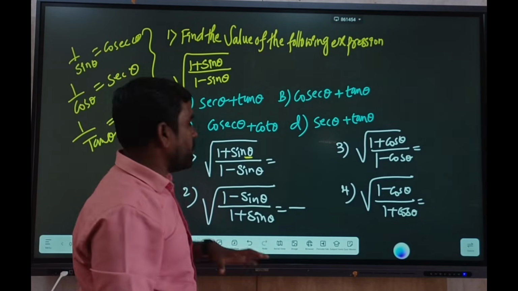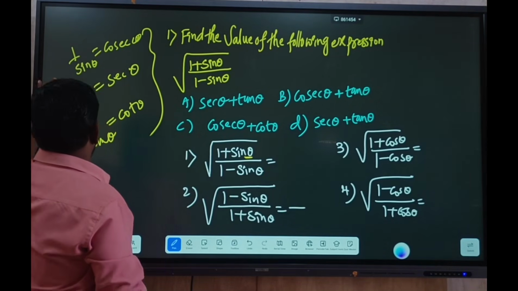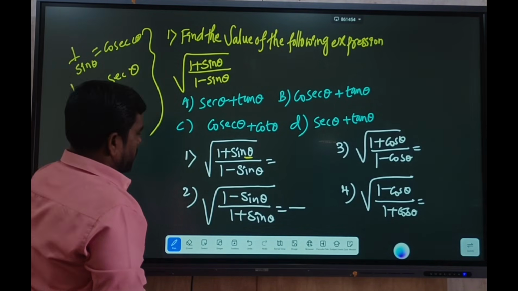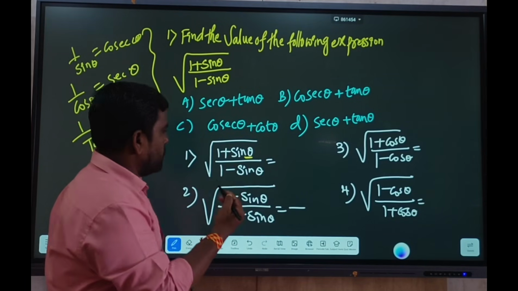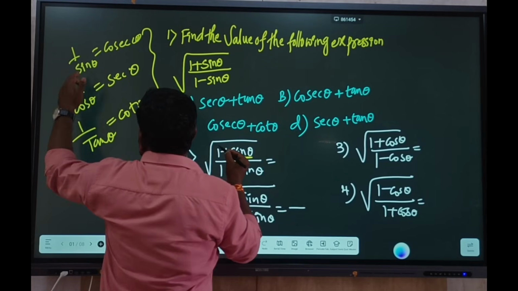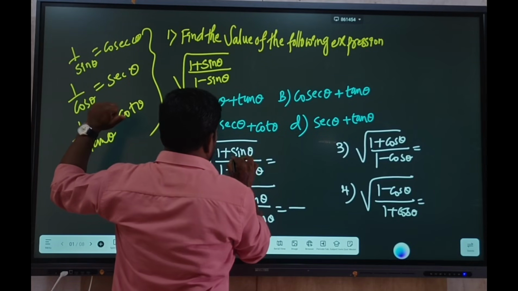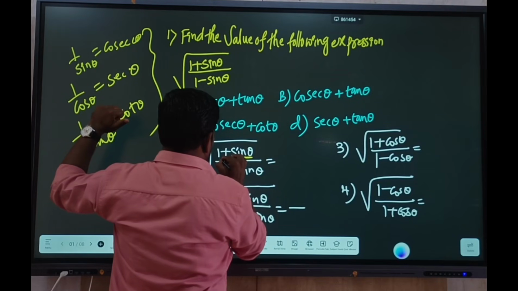Very important questions. These are very important models and formulas here: 1 by sin theta is cosecant theta, 1 by cos theta is secant theta, 1 by tan theta is cot theta. Now I am dividing by sin theta, and now I am dividing by cos, so 1 by cos.